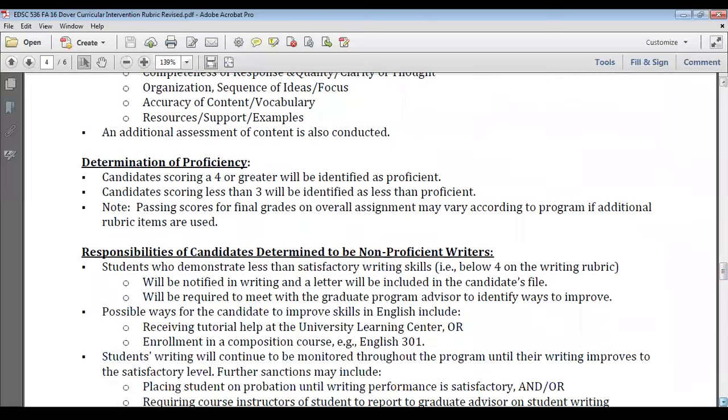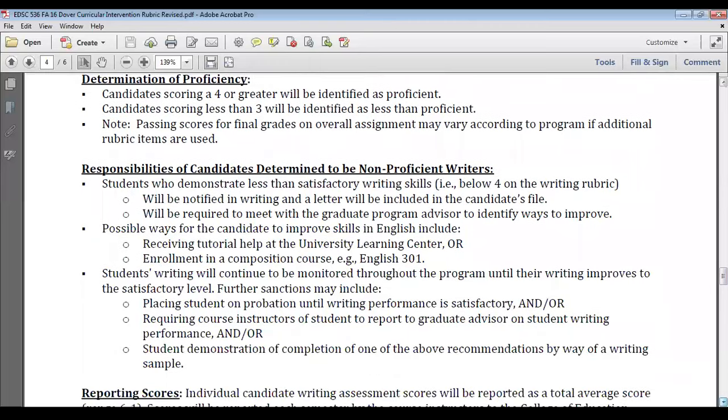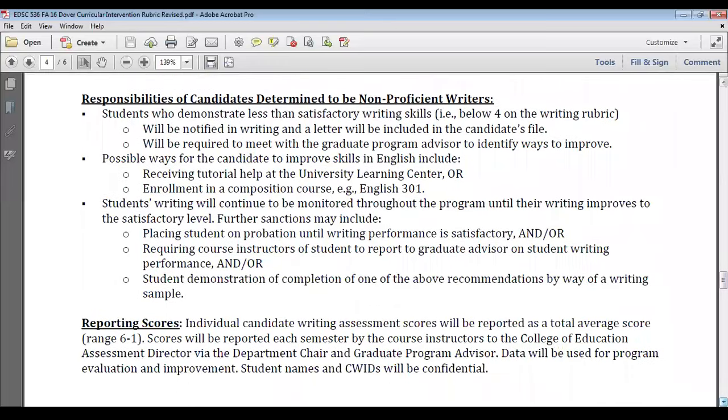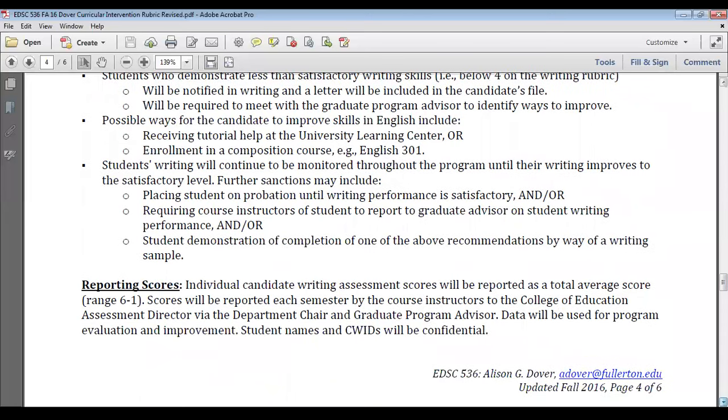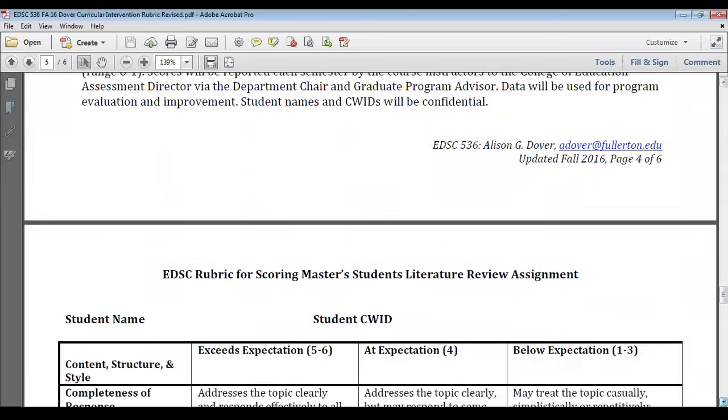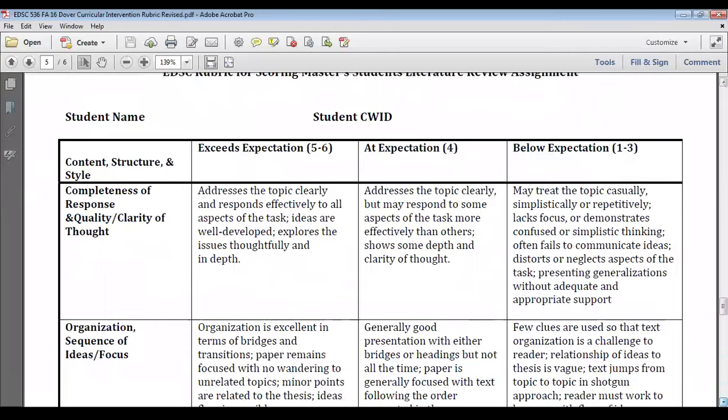You need to earn a 4 or better to be identified as proficient. If there's any category of your academic writing that's considered less than satisfactory, it's a 4 or below, you'll be required to meet with a graduate program advisor to identify ways to improve and to get some additional support and tutoring. So this is the rubric itself.